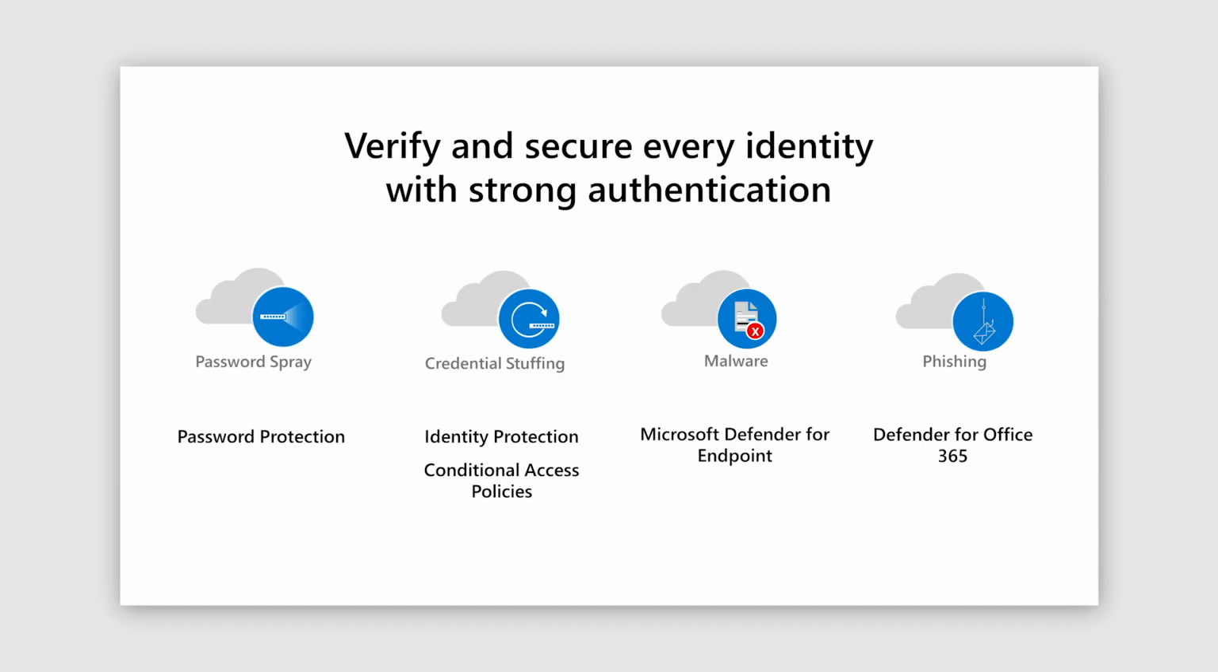We saw how password spray was first used as the initial attack vector to get into the organization, and we're going to show how password protection can be used to prevent that. Then we're going to look at how conditional access and identity protection in conjunction with Microsoft Defender for Endpoint can be used to prevent both credential stuffing and malware.